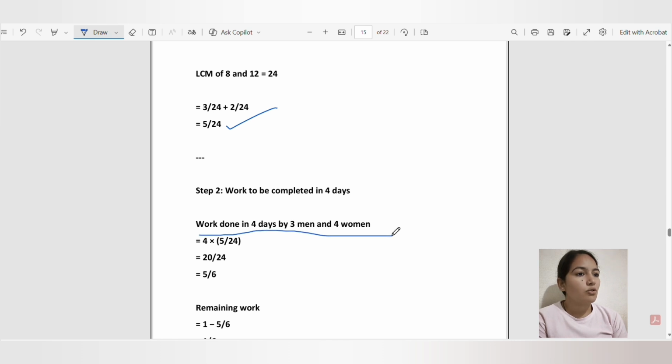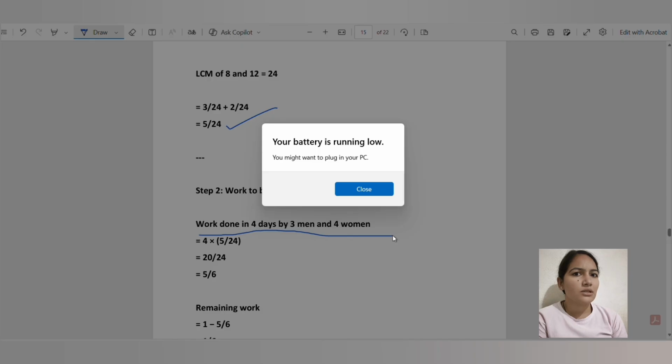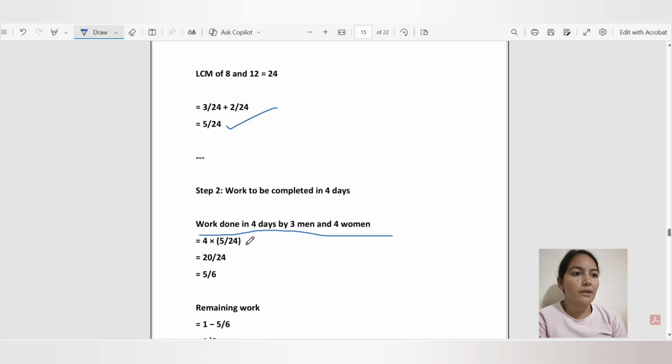Work done in 4 days by 3 men and 4 women is 4 into 5 divided by 24. Now 5 divided by 24 is the work that 3 men and 4 women do in a day, and in 4 days they will complete 4 into 5/24 work. So they will complete 5/6 work in 4 days.